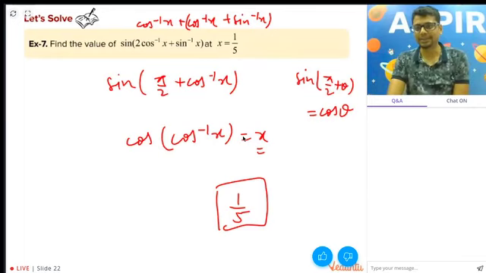Simple, right? So please explain one more time. Hey, we have used sine inverse x plus cos inverse x to be pi by 2. And sine of pi by 2 plus theta is cos theta. And cos of cos inverse x is x.